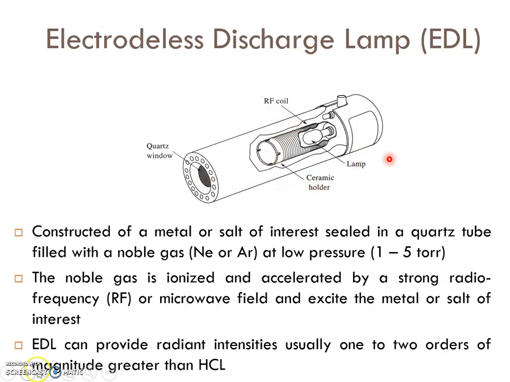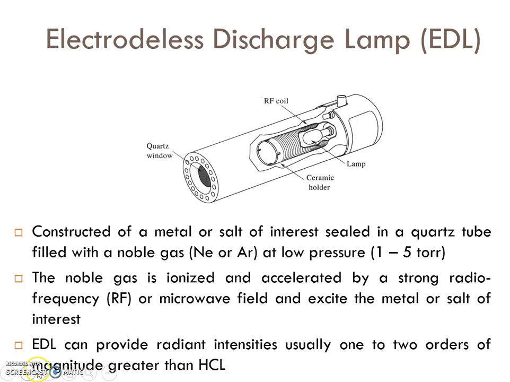So this is the EDL fabrication design. It has a lamp here, an RF coil here, the radio frequency coil, and this is the ceramic holder. This lamp is constructed of a metal or salts of interest, which is sealed in a quartz tube filled with a noble gas, either neon or argon, at low pressure. The same as the HCl just now. The noble gas is ionized and accelerated by a strong radio frequency, RF coil, or microwave field, and excites the metal or salts of interest.